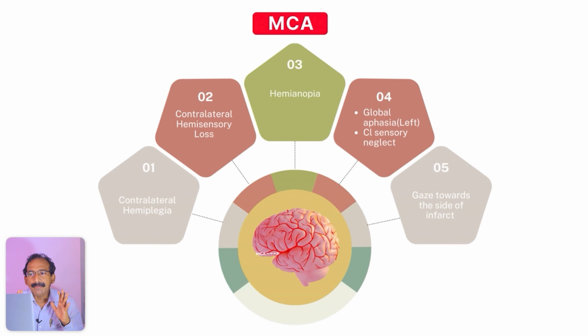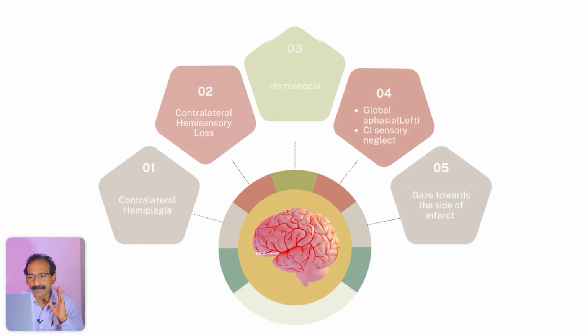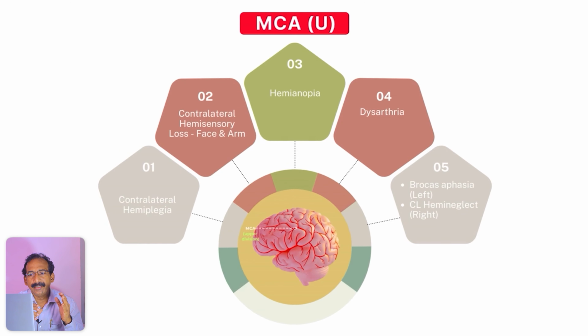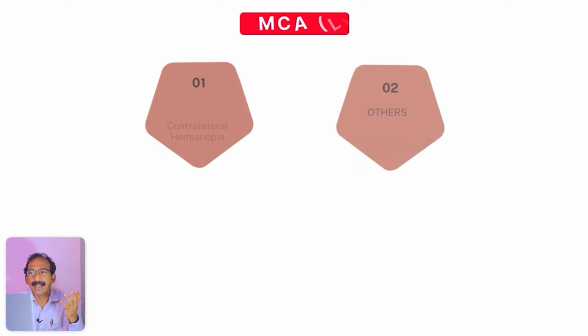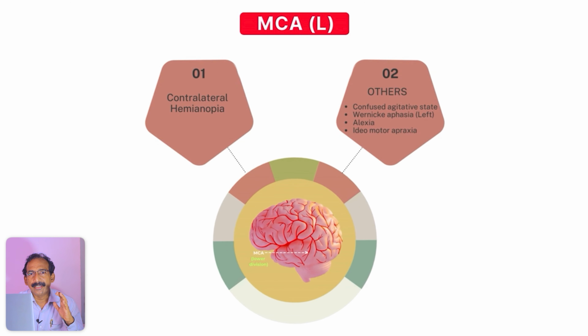and this is the common finding. So if you look at the branches of the middle cerebral artery, if you see the upper segment, you see contralateral hemiplegia, contralateral hemisensory loss of the face and arm only, hemianopia, dysarthria, Broca's aphasia and contralateral hemineglect on the right side. And if you see the middle cerebral artery involvement of the lower division, you see the contralateral hemianopia, also the confused vegetative state, Wernicke's aphasia, alexia. So this is about the lower division.